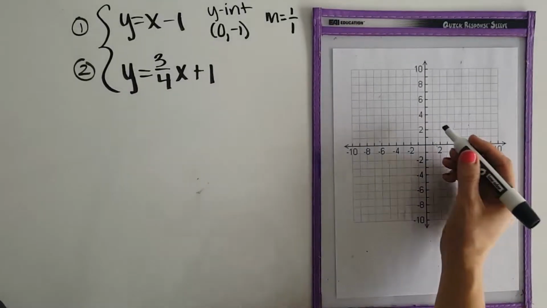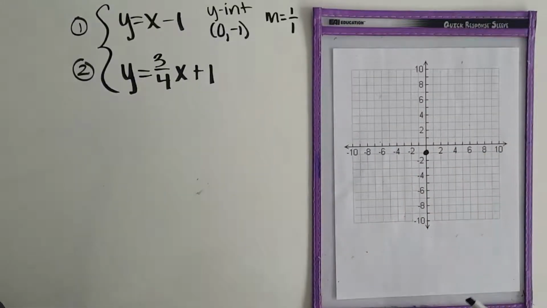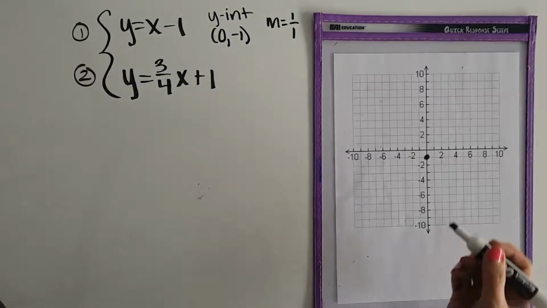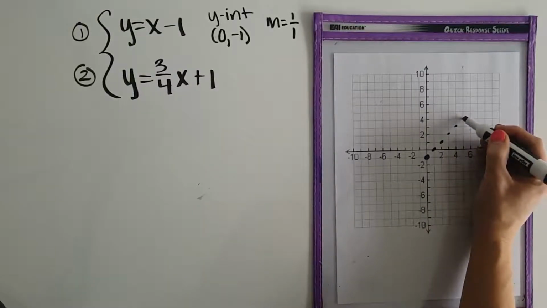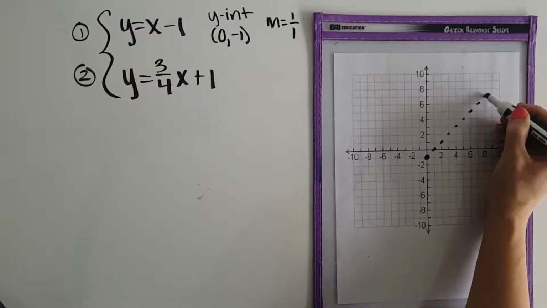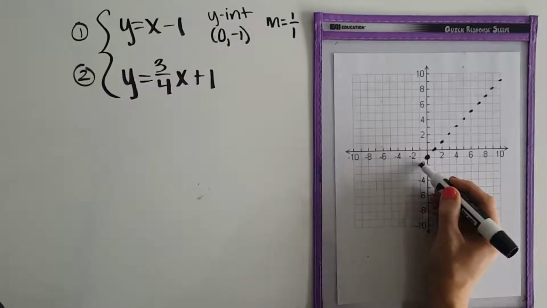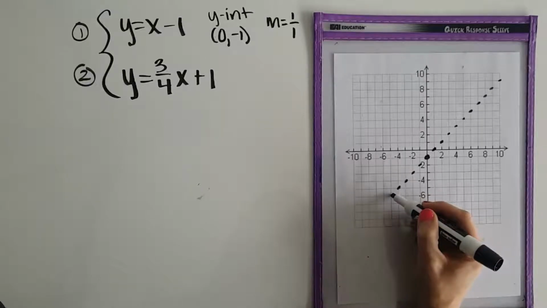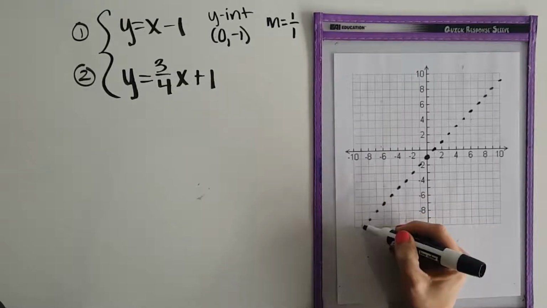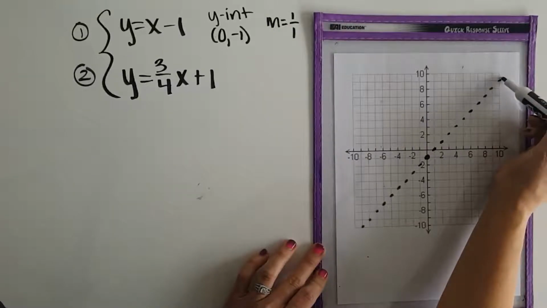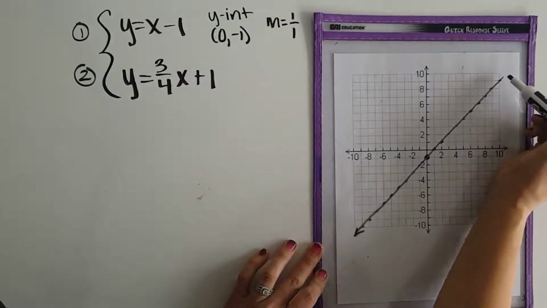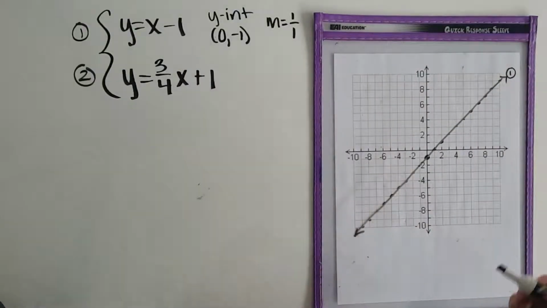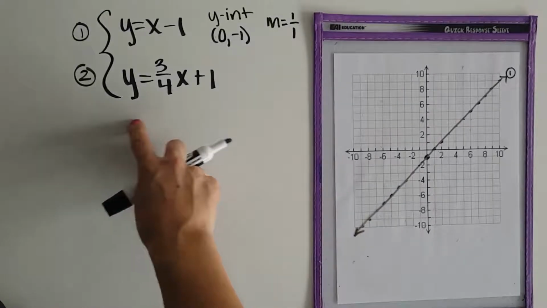So I'm going to plot a y-intercept at negative 1. And I'm going to use my slope, which is my change in y over change in x, to find some other points on my graph. So we're going to go up 1 over 1, put a point, up 1 over 1, and so on. Now I know in the past when we were graphing, we could just put a few points on our graph and that would be enough. But because we need to solve this system, we need to be really precise in our graphing. So I'm going to connect my points all the way across the graph. So there's line 1.